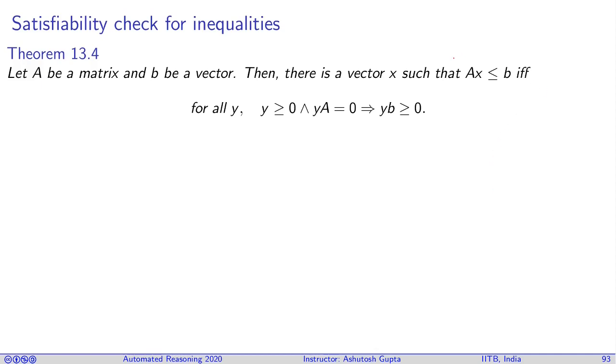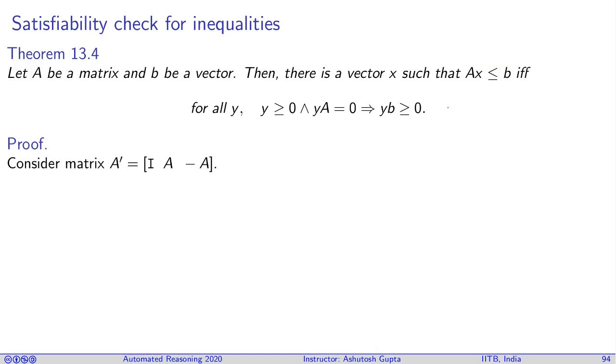Now I'm not saying x is positive or negative. Some x, okay, and ax less than or equal to b is a more powerful statement. And if and only if the following holds: y greater than or equal to 0, ya equals to 0 implies yb greater than or equal to 0. Well, how do I prove it? I will use the previous theorem to prove this, using a slightly clever trick.